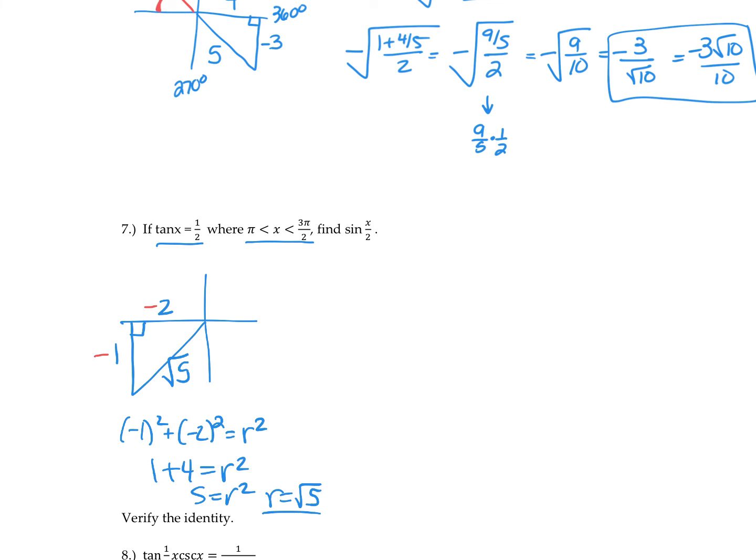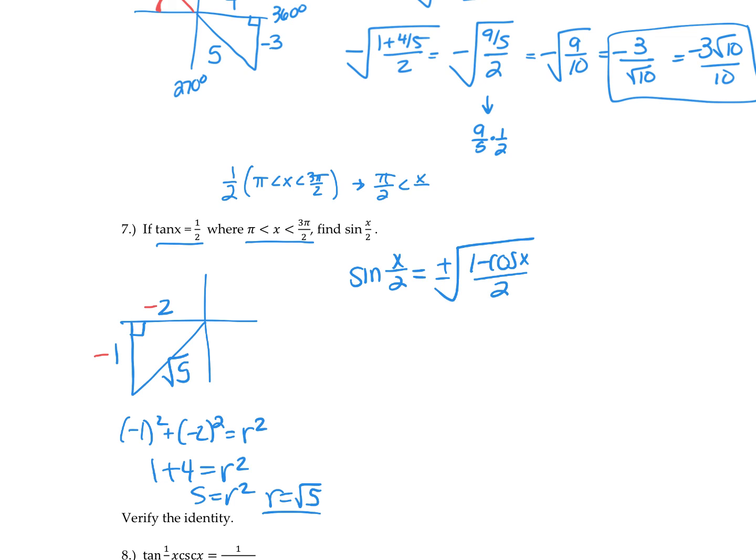If I'm going to find sine of the half angle, that's plus or minus the square root of 1 minus cosine over 2. So again, I have to figure out if it's going to be positive or negative. So if x is between pi and 3 pi over 2, then if I multiplied all of this by 1/2, I would get that the half angle is between pi over 2 and 3 pi over 4. And so that would put us in quadrant 2, and sine is positive in quadrant 2. So we're going to use the positive.